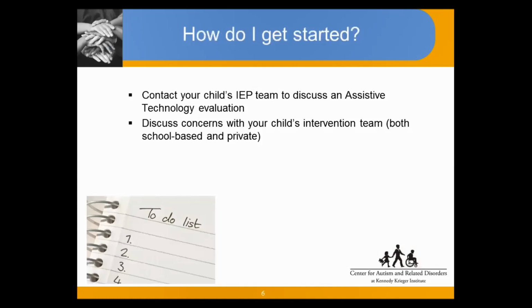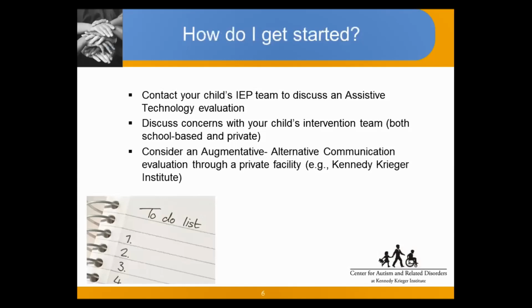So in school, if they aren't using AAC already, if you have concerns that your child's speech is not meeting their communication needs, talk to the school about what concerns you have and talk to their private intervention providers about what those concerns are and see how they are being addressed in the therapy setting. And then also consider an AAC evaluation through a private facility. We have an AAC team here that can provide augmentative alternative communication evaluations. Those are meant to complement, not replace, what's being done in school. So we really want to collaborate with everybody who is on the child's intervention team to make sure that AAC supports are consistent across all environments so that a child is able to access communication throughout their day.